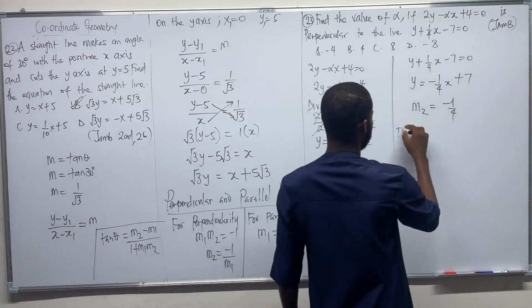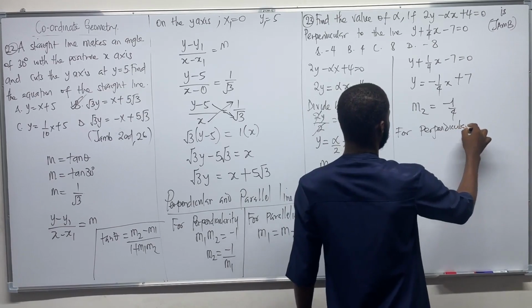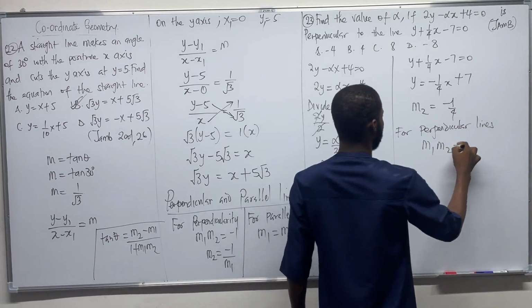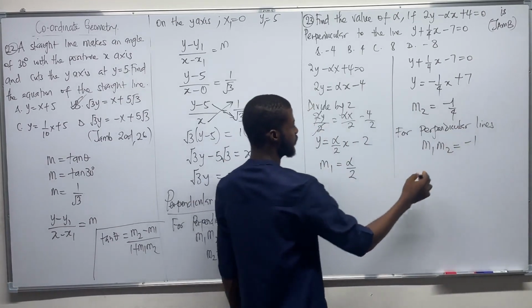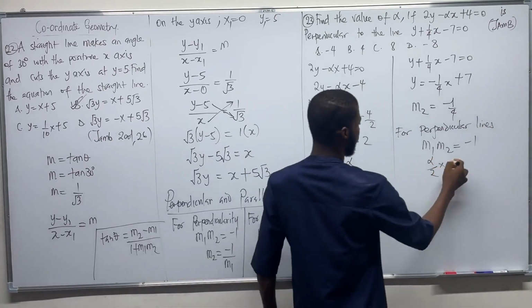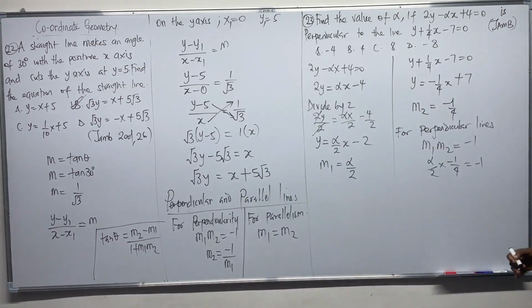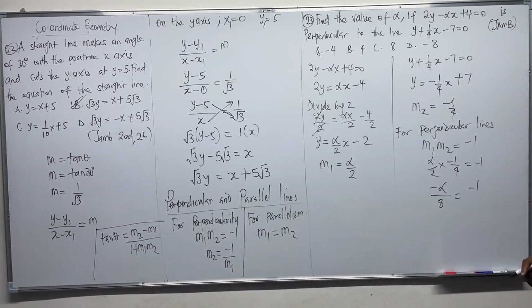So you say for perpendicular lines, M1 times M2 is equal to -1. So what's M1? M1 is alpha over 2. Times what is M2? M2 is -1 over 4. Equal to -1. So let us multiply. Alpha times -1 is minus alpha. 2 times 4 is 8. Equal to what? -1.